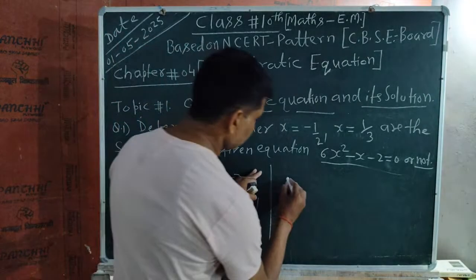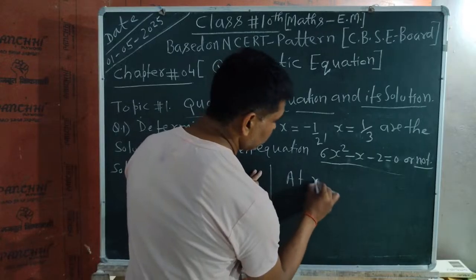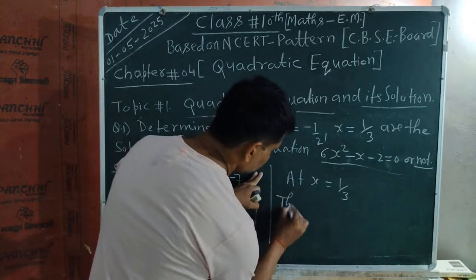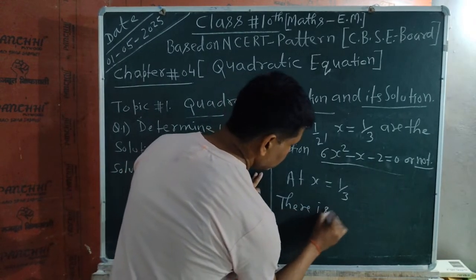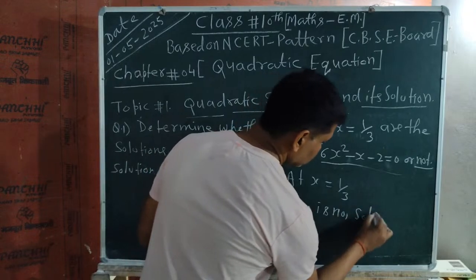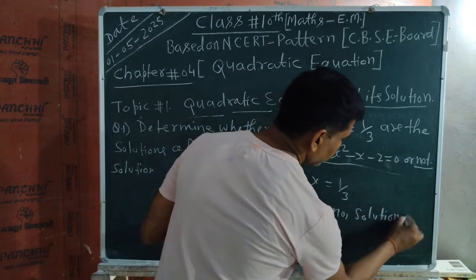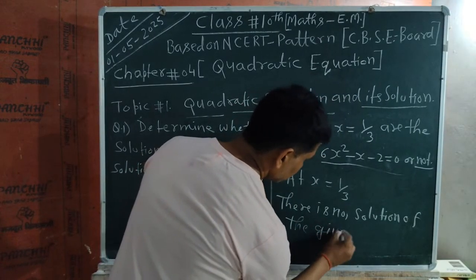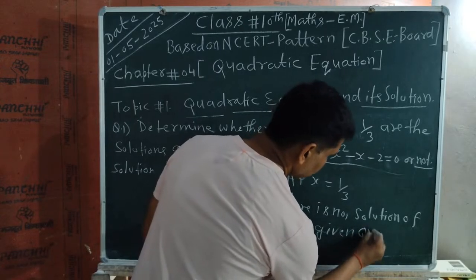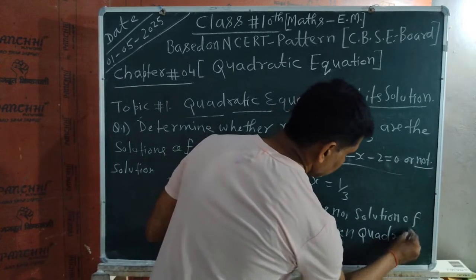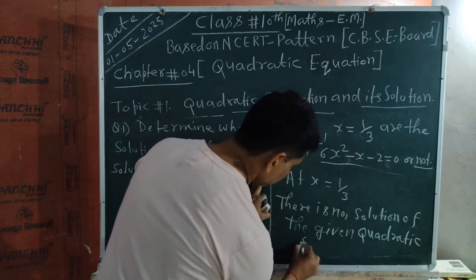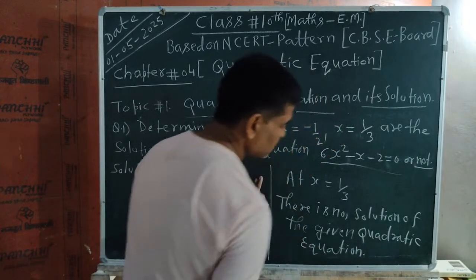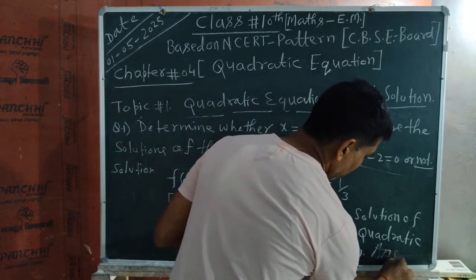Therefore, here I will write at x is equal to 1 by 3, there is no solution of the given quadratic equation. So here I will write, okay student, so this is another answer of the given question.